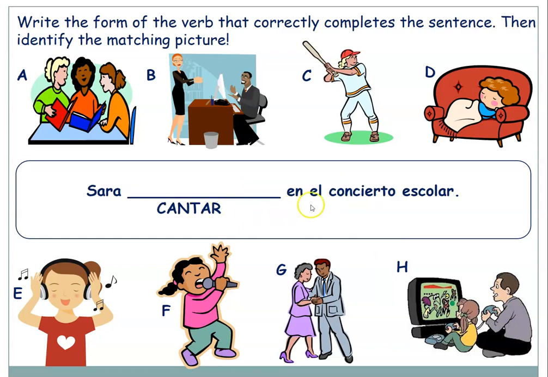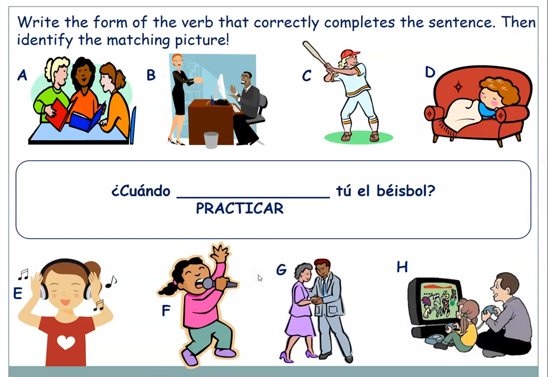Sarah blank en el concierto escolar. Cantar means to sing. So I'm going to pick this picture here. However, I need cantar to match who I'm talking about, which is Sarah. I'm going to drop the AR. I know that Sarah is una persona, so she's singular. She's a girl, so I'm going to think that's the ella form. And the ending for the él, ella, usted form is a. Therefore, Sarah canta.